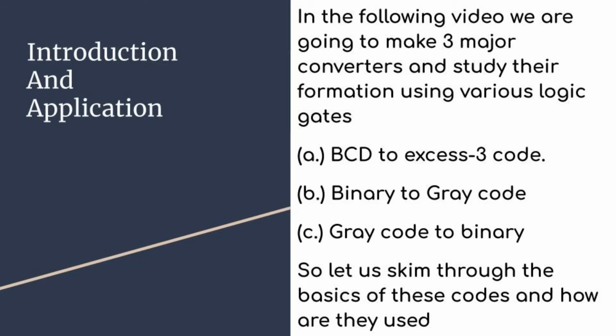The first converter that we are going to make is the BCD to XS3 code converter. The second converter is the binary to gray code converter, and the third converter is the gray code to binary converter. So let us skim through the basics of these codes and how they are used.